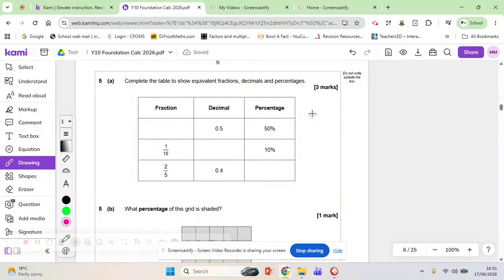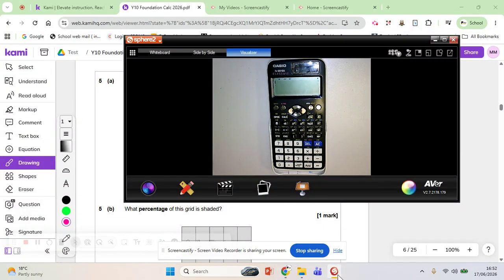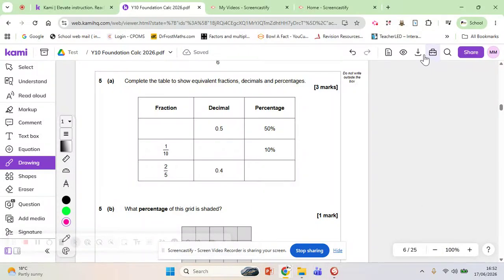Okay, question 5. Complete the tables to show the equivalent fractions. Now just to point out, we can use our calculator for this. We are looking for 0.5, so I can quite simply put 0.5 in and press equals, and it will straight away tell me that the fraction is 1/2.